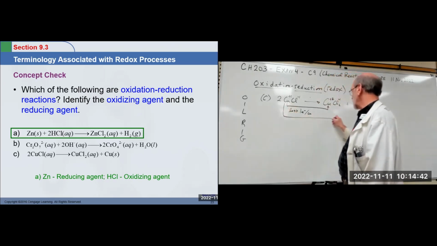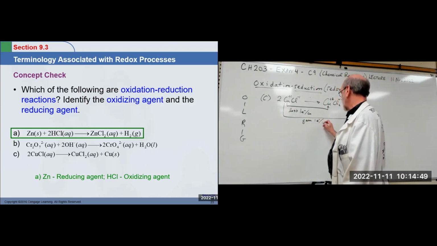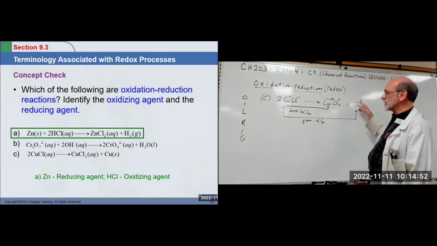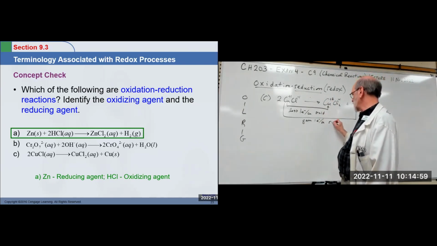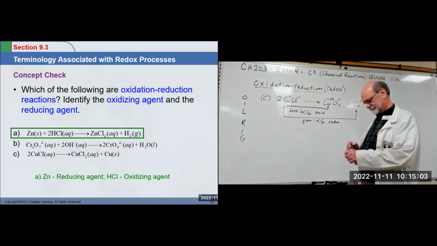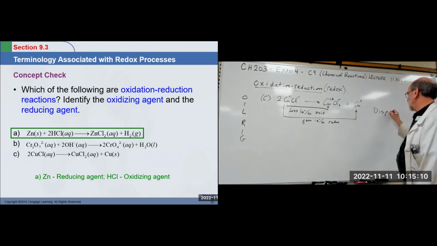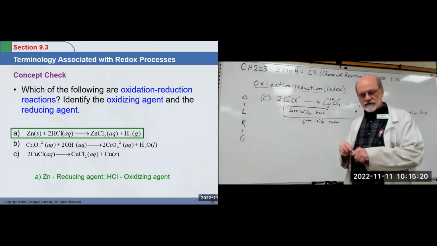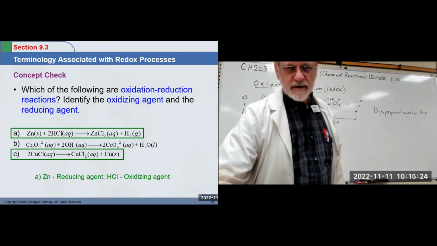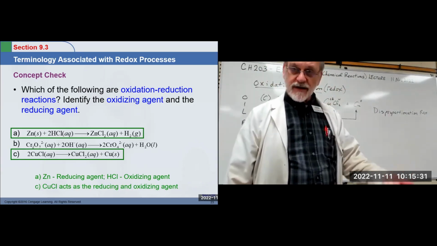The other copper can go down here. And that one gained 1 electron per copper, which makes it 0. It went from +1 to 0. That means this one is oxidized, this one is reduced. This is known as a disproportionation reaction. That's a mouthful. Copper chloride, in this case, acts as both the reducing agent and the oxidizing agent.